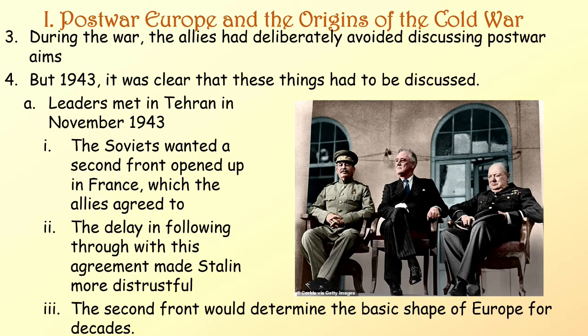During the war, the Allies had deliberately avoided discussing post-war aims. But in 1943, it was clear that these things had to be discussed. Leaders met in Tehran in November 1943. The Soviets wanted a second front opened up in France, which the Allies agreed to. But the delay in following through with this agreement made Stalin more distrustful. The second front would determine the basic shape of Europe for decades.